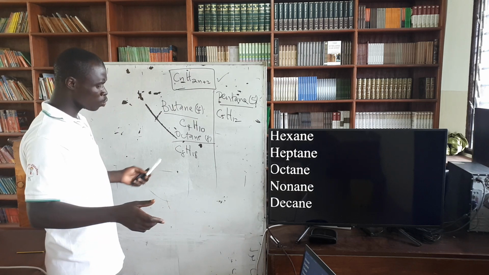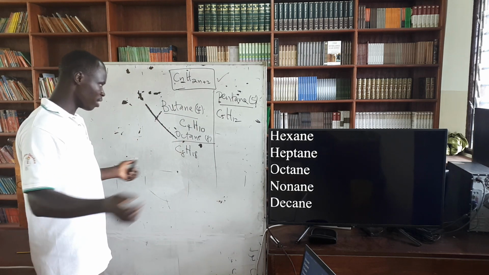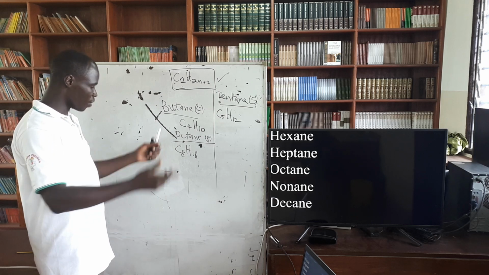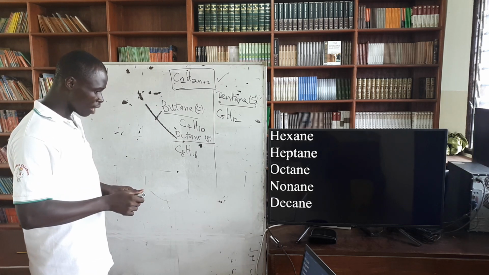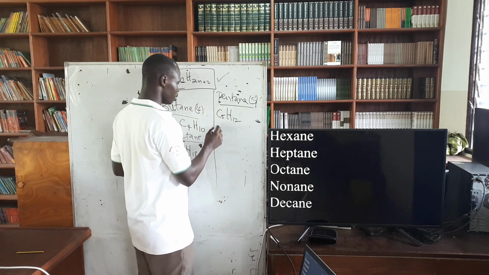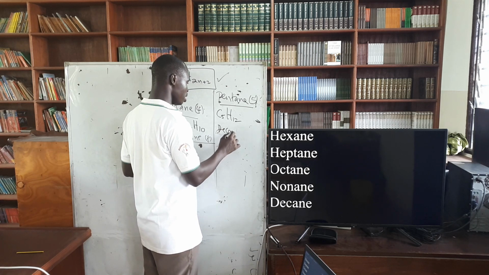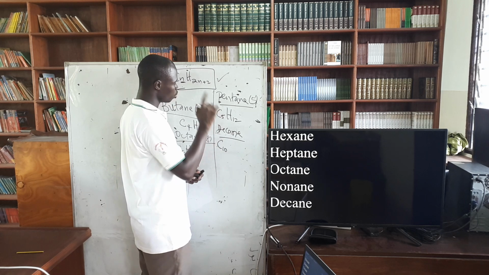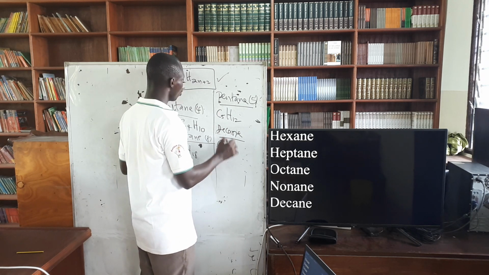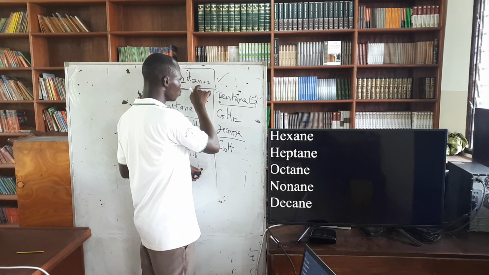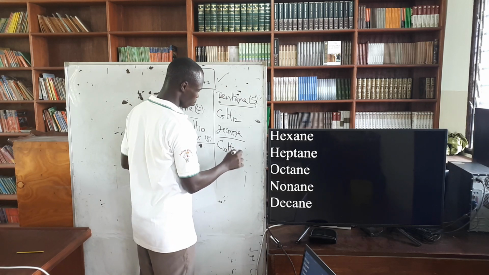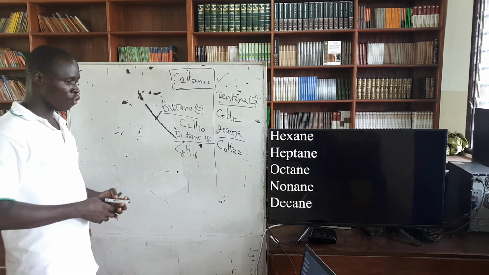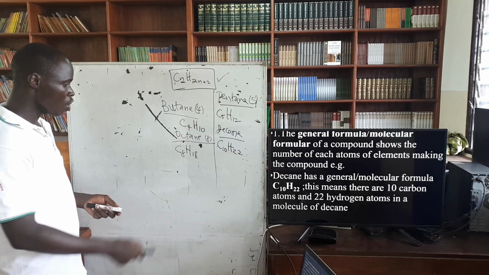Now, even if you are told to find for nonane, you can find. If you are told to find for decane, you can find. So let's find the last one, which is decane. Decane, C10. Decane has got 10 carbons. H, which will be 10 times 2, which will be 20 plus 2, 22. Now this is what we call the general or molecular formula.